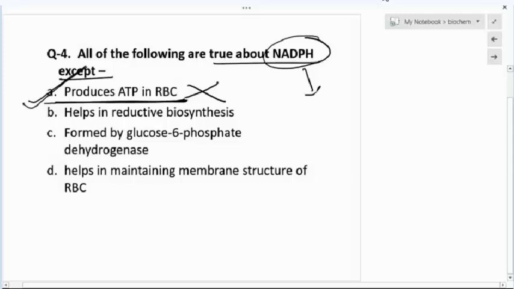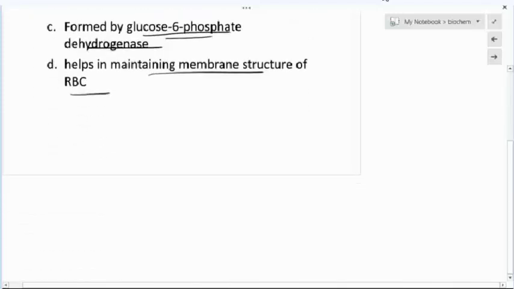Helps in reductive biosynthesis, true statement. Formed by glucose 6-phosphate dehydrogenase or G6PD, that is HMP shunt enzyme, rate limiting enzyme. That's also true statement. Helps in maintaining the RBC membrane structure, that's also true by detoxifying the free radicals. Then NADPH protects the membrane. So answer for this question is going to be option A.